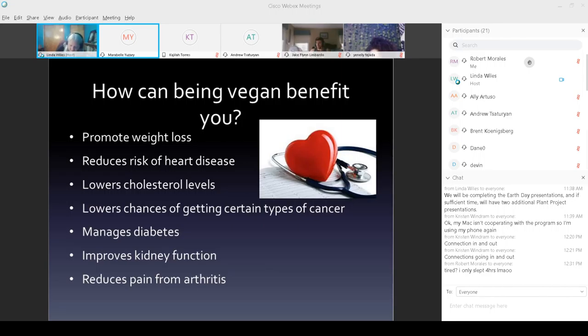So how can it benefit you? Because you're taking in a much lower amount of calories, it helps you lose weight. It reduces the risk of heart disease. I'm sorry. So with reduced risk of heart disease, it lowers the cholesterol levels, and there's a 75% lower risk of developing high blood pressure when you're already vegan. And there's a 42% lower risk of dying from heart disease. There's also a 15% lower chance of getting cancers, such as colon cancer, and being vegan protects against getting breast cancer.